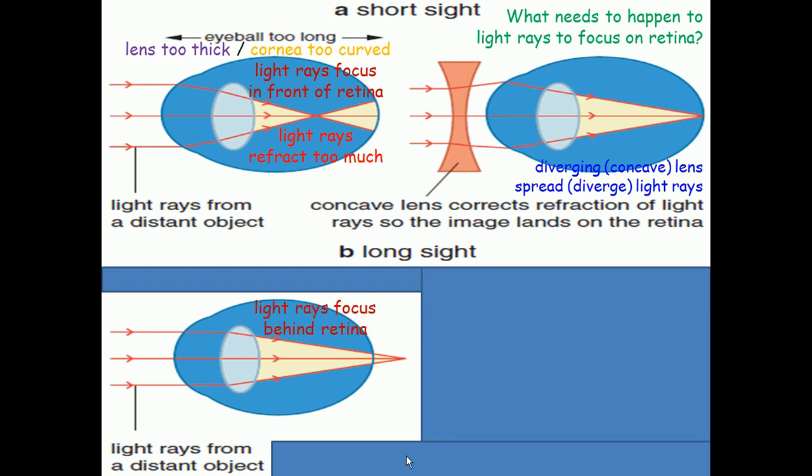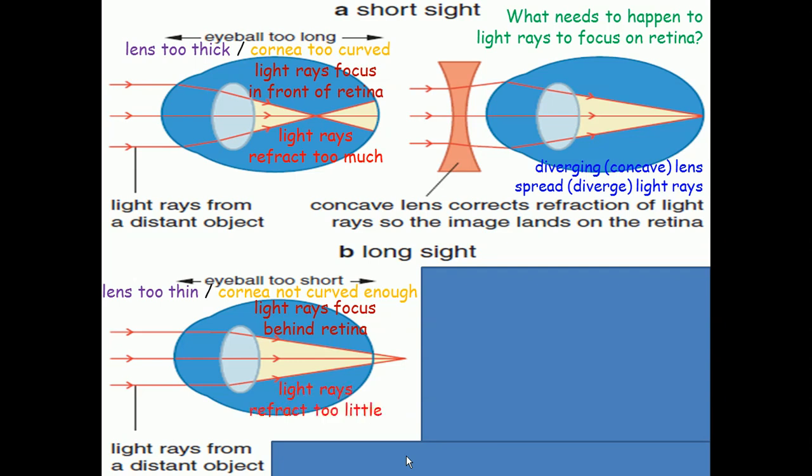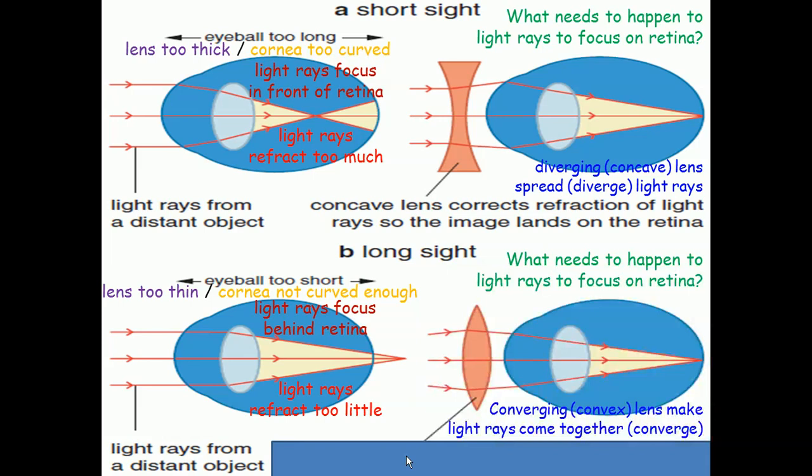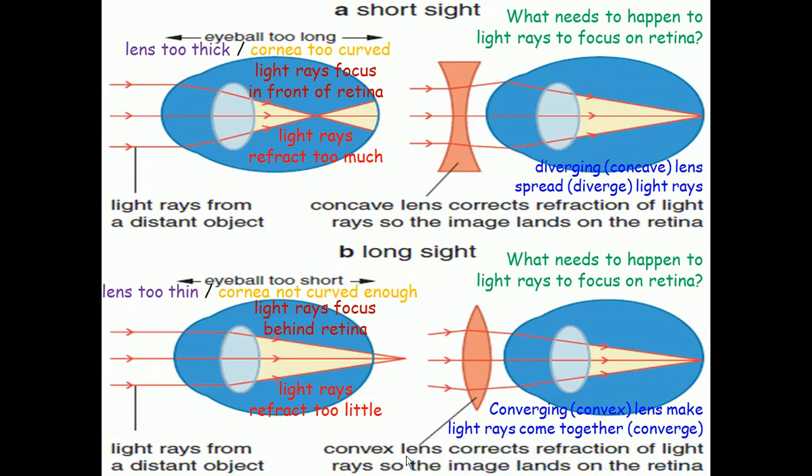For long-sightedness, the light rays focus behind the retina, and if they focus behind the retina, it could be because the eyeball is too short, the lens is too thin, or the cornea is not curved enough. And this means that the light rays refract too little, there's not enough refraction. So what we need to do is refract the light rays more before they enter the eye, because there's not enough refraction by the eye. And this is done by wearing a converging or convex lens, and they make the light rays come together more, in other words converge. And this increases the amount of refraction.